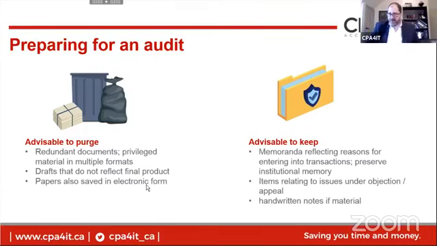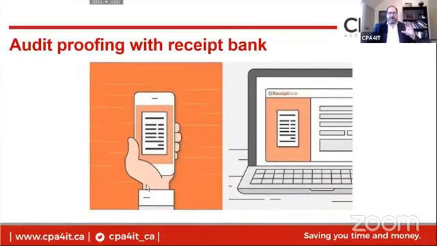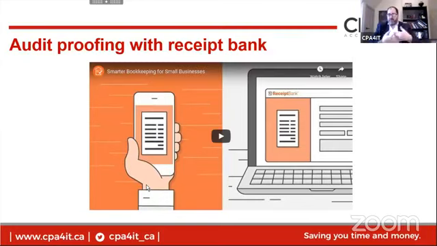We're going to get into the product now here to talk to you a little bit about audit proofing your business with Receipt Bank, because this can seem a little bit overwhelming, having to keep all this information, having to be able to retrieve this information quickly and easily to be able to provide it to CRA. And the answer to this is really simple. It's this guy right here. It's a mobile app called Receipt Bank.